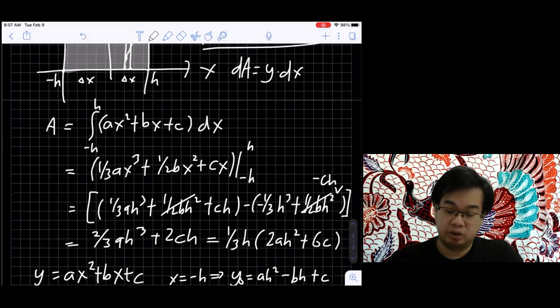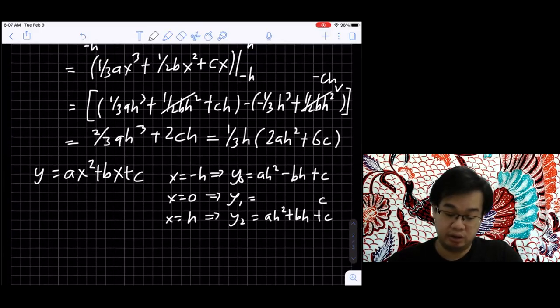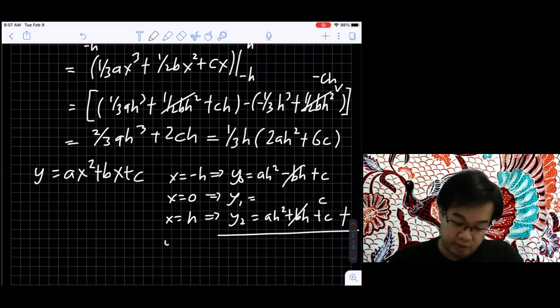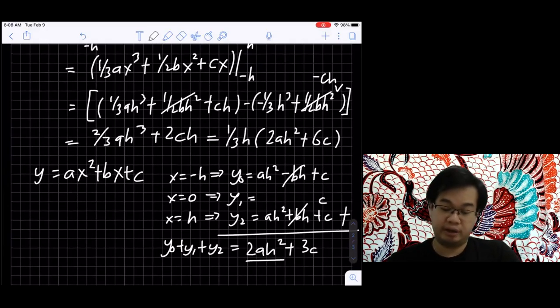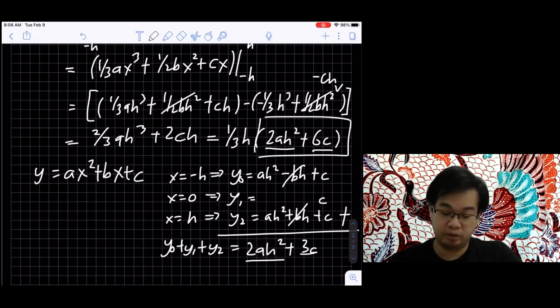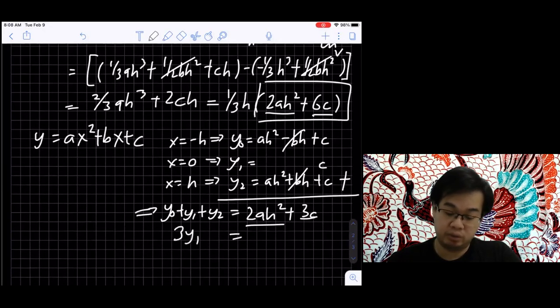So now if we add all of this together, it will cancel like this. So I have y0 plus y1 plus y2 equal to 2ah squared plus 3c. Now we have 2ah squared already. We are missing 3c. So to make this expression equal in terms of y, I will add 3y1, which is equal to 3c.